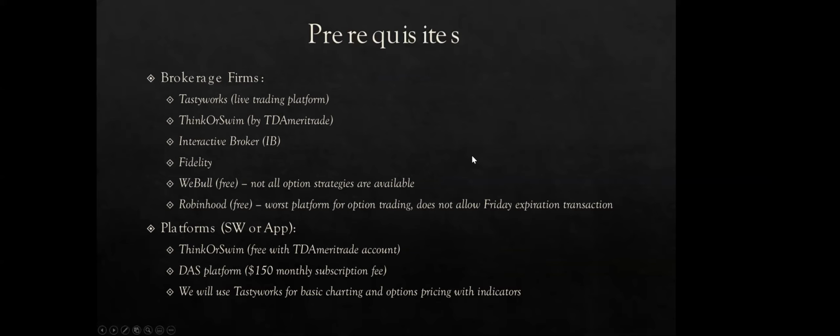So what are the prerequisites? The second thing, you need a brokerage firm. You need to open an account. There are a few brokerage accounts, and I actually tested all of them. For option trading, I would prefer you use tastyworks. There is another one called Thinkorswim, by TD Ameritrade. These two are the best for option trading. You can analyze all the options and everything.